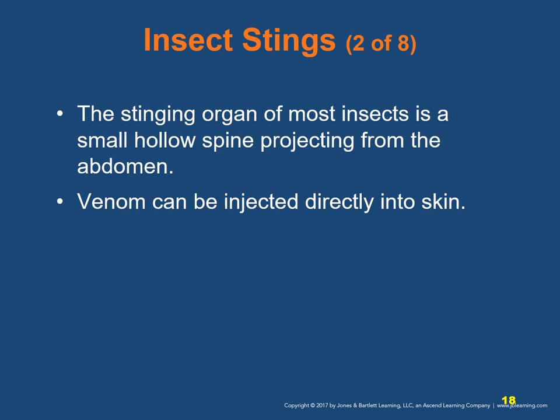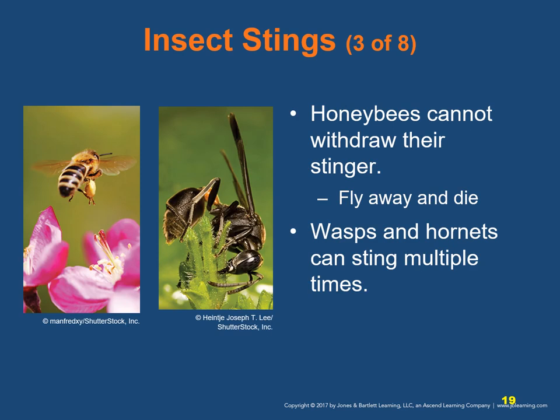The stinging organ of most insects is a small hollow spine projecting from the abdomen. Venom can be injected through this spine directly into the skin. Honeybees cannot withdraw their stinger. The honeybee flies away and dies. If the stinger is not removed, it can continue to inject venom for up to 20 minutes. Because they fly away, it is difficult to identify which species is responsible.